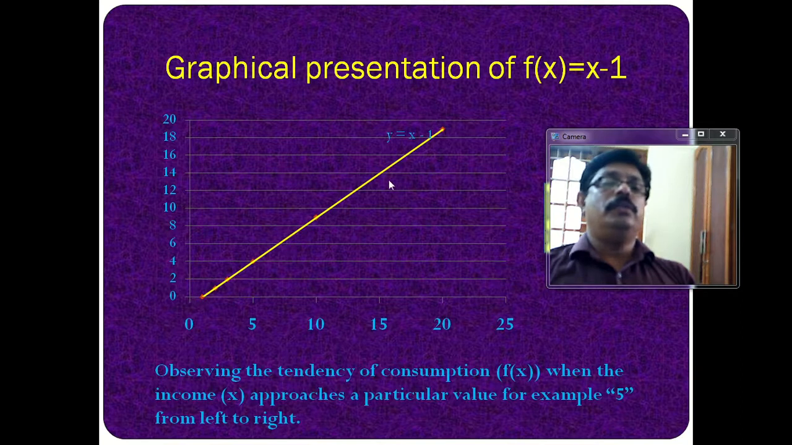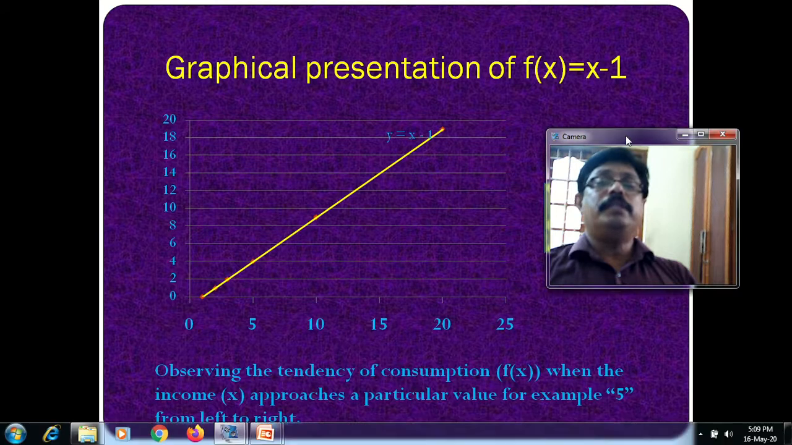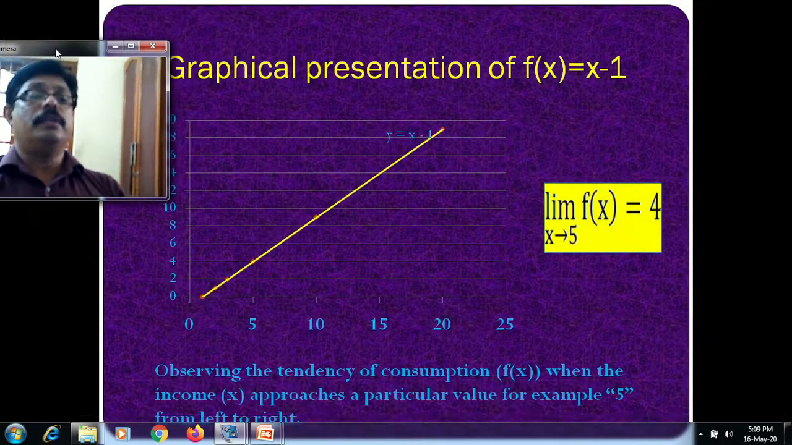So you can join these points with a straight line because it is a linear function. Why is it a linear function? The power of this variable is 1, so it will be a straight line. It's a linear function. So here you can explain the same with the help of limits.